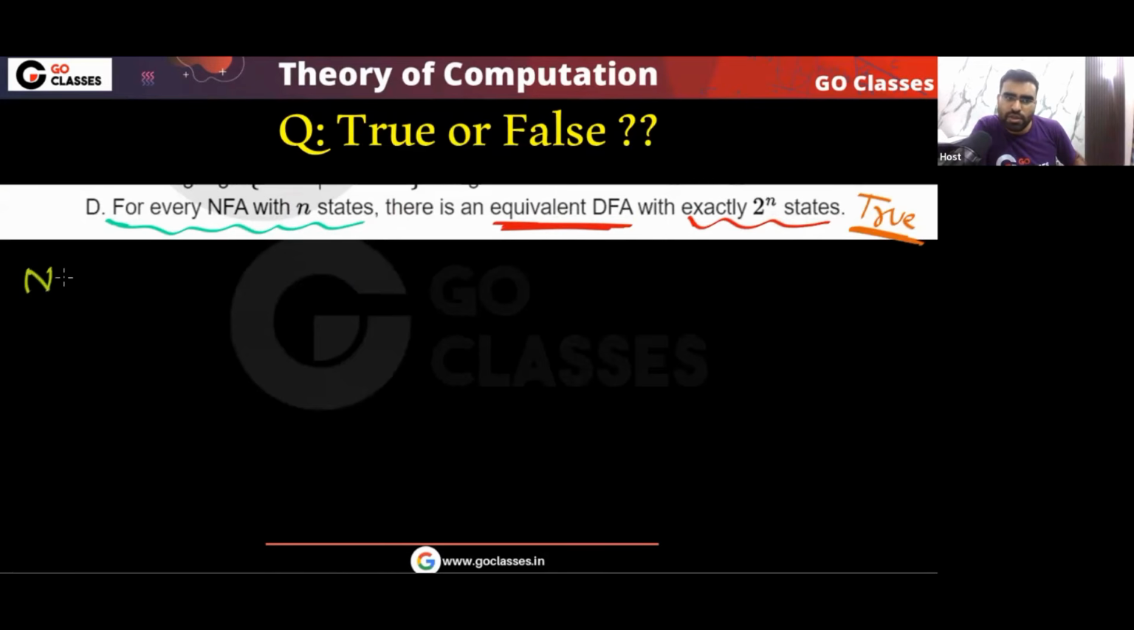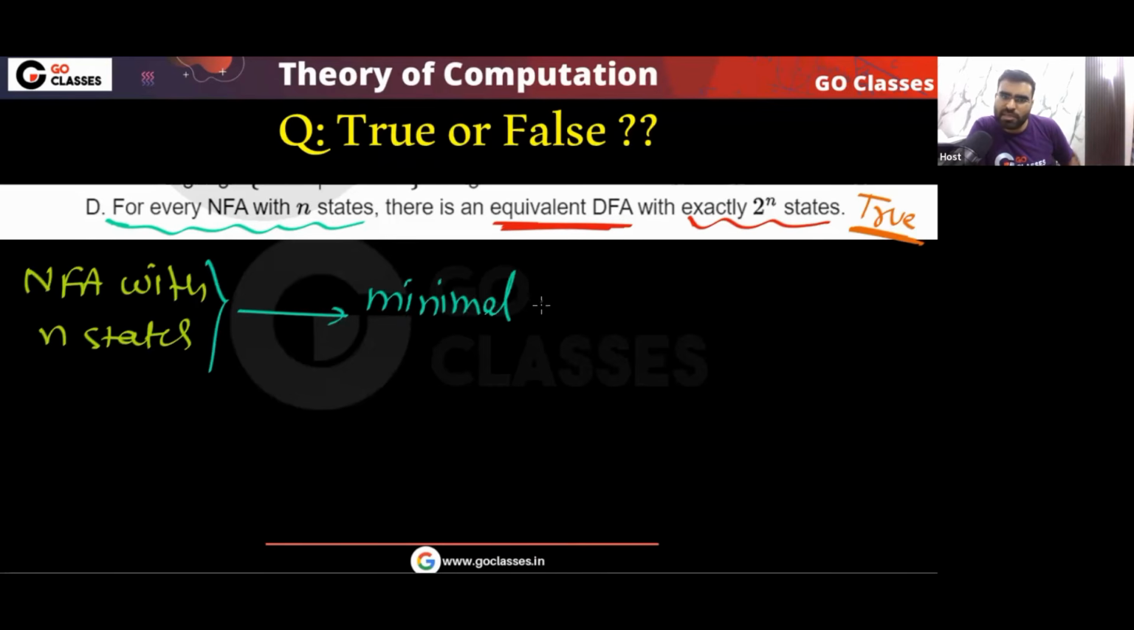Again, very simple. You have an NFA with n states. Now, what can you do from this NFA? You can convert it into a minimal DFA. Tell me, how many states will be in the minimal DFA? There will be maximum 2 power n states. Now, what can you do? The question is asking equivalent DFA, not equivalent minimal DFA. The question is asking equivalent DFA.